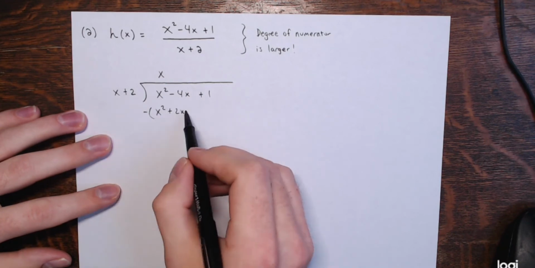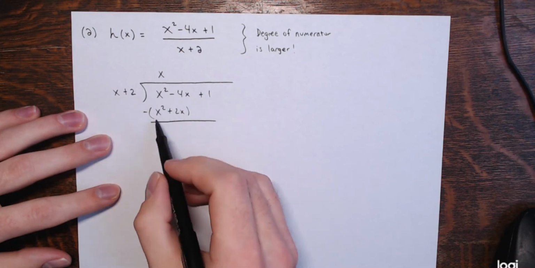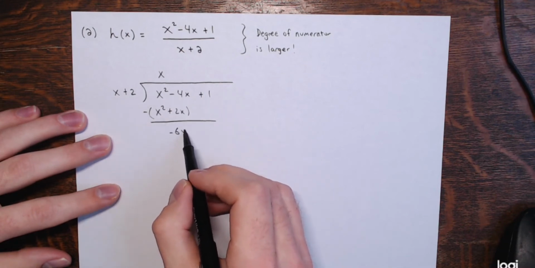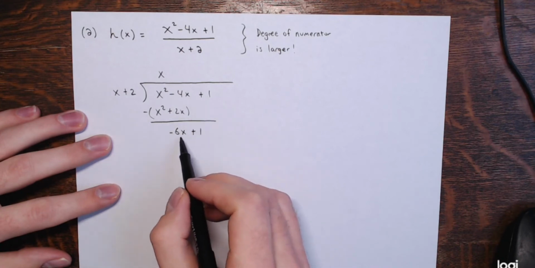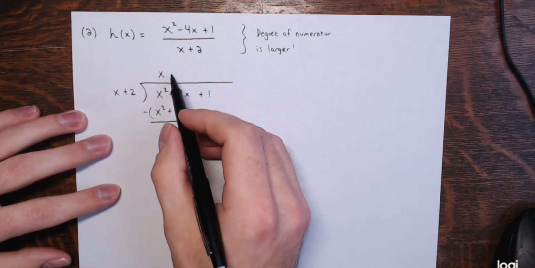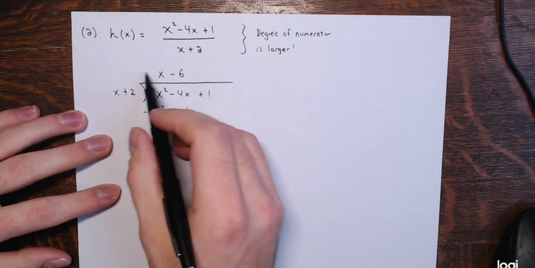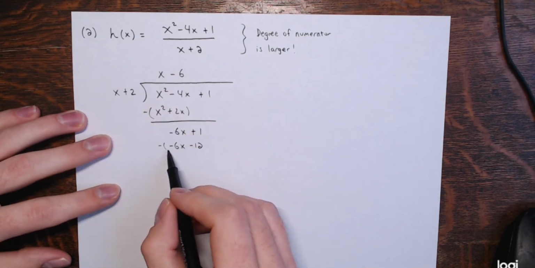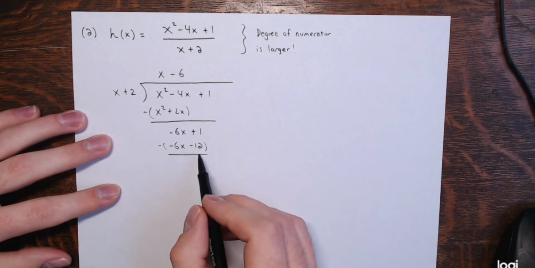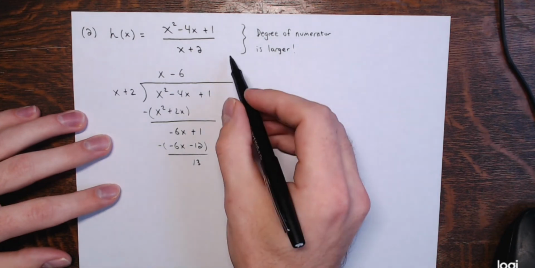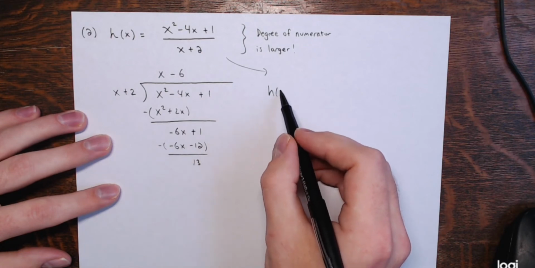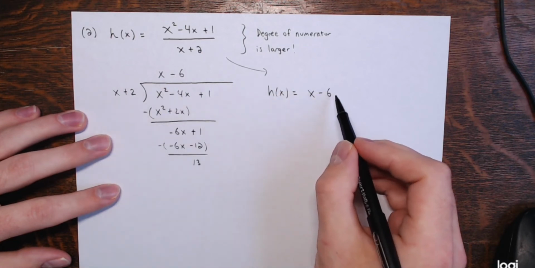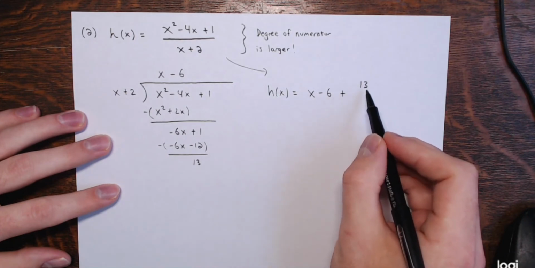Then subtract. You get x squared minus x squared is nothing, then negative 6x, and then still the plus 1 here. Then divide the lead terms: you get negative 6 as the next term in the quotient. Multiply, you get negative 6x minus 12. Subtract all that. 1 minus negative 12 would be 13. So this function, h of x, I could rewrite as x minus 6 plus 13 over x plus 2.